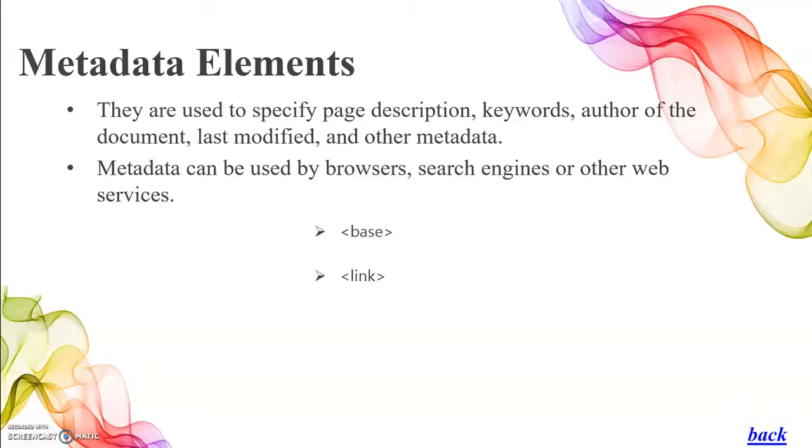Link. It defines the relationship between the current document and an external resource. Meta. It provides structured metadata about the document content. Style. It inserts style information, that is CSS, into the head of a document. Title. It defines a title for the document.